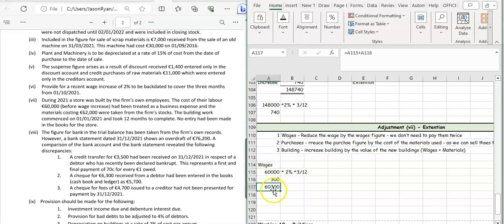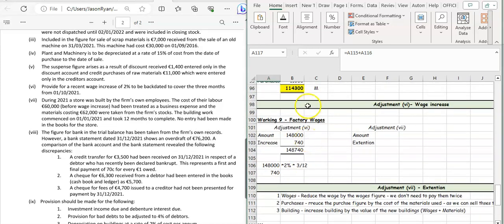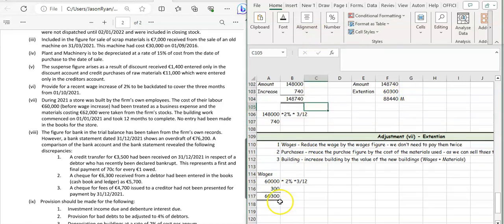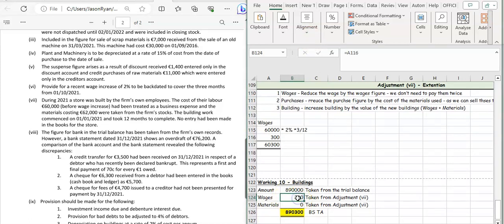So the wages for the employees, we need to reduce it by 60,300. And then increase our buildings by 60,300. So we have a working already, the previous one. So the amount that we have is 148,700. And then we need to reduce that by the 60,300. So that's going to be the figure that goes into your manufacturing account for wages or direct factory wages. And then we also need to increase our buildings by this 60,300.